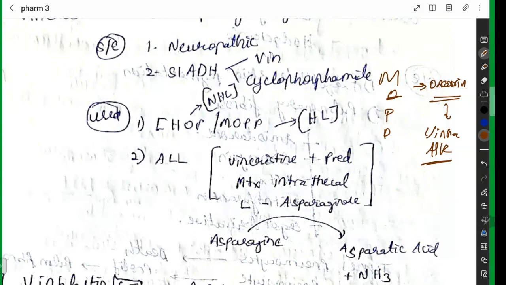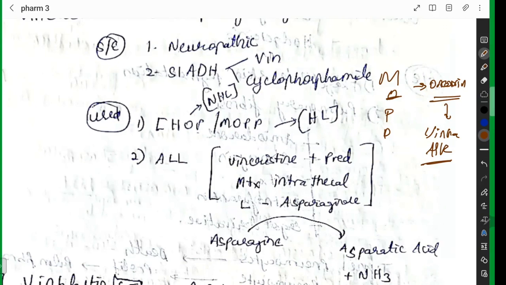So vincristine, prednisolone, methotrexate. What happens? It is going to inhibit the conversion of asparagine to aspartic acid. Clear, right? Now can you tell me what is the drug used in CLL?